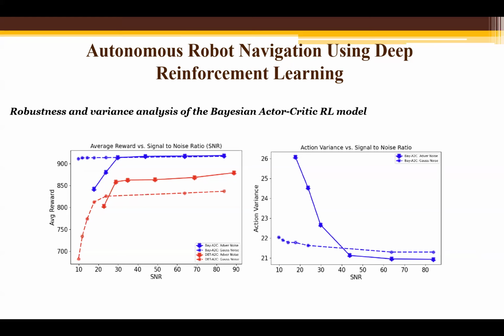Now this is the reward. The red one is for the deterministic actor-critic, the same model but without uncertainty quantification, and the blue curves show the average reward for the Bayesian model with uncertainty quantification, for both Gaussian noise and adversarial attack. The dashed line is for Gaussian noise injected during testing, and the solid line is for adversarial attack.